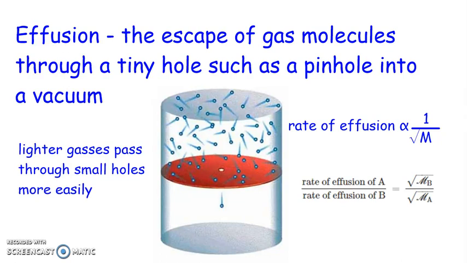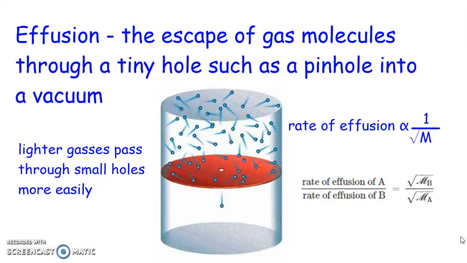Effusion is the escape of gas molecules through a tiny hole, such as a pinhole, into a vacuum. Lighter gases are going to pass through small holes more easily. The rate of effusion is directly proportional to 1 over the square root of the molar mass.